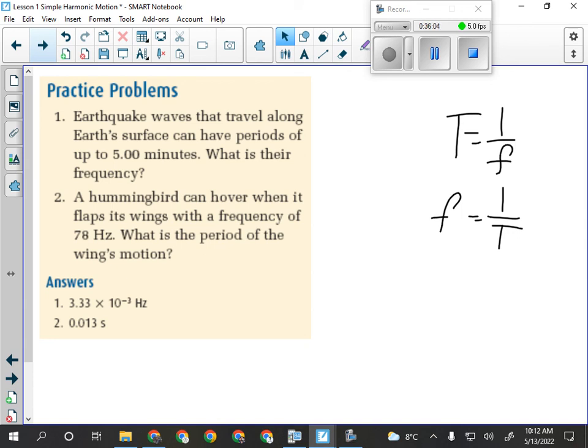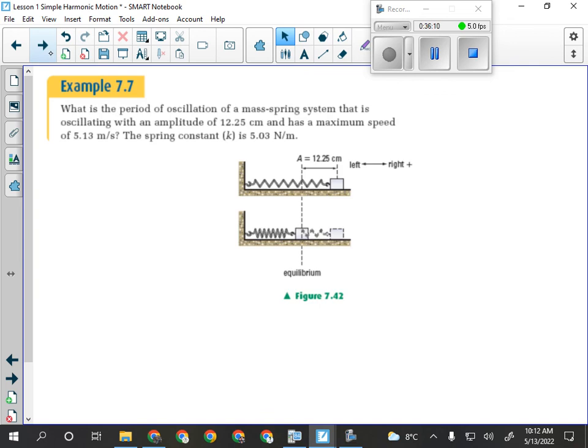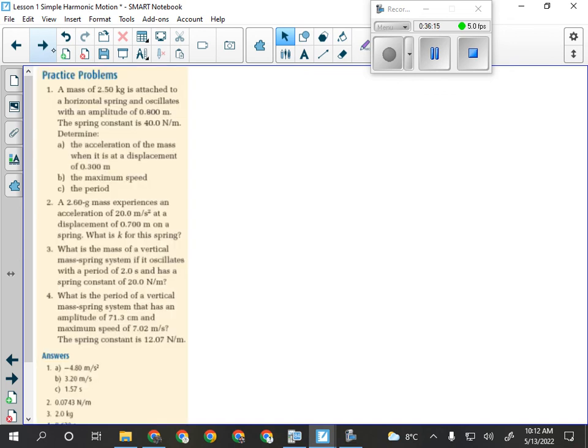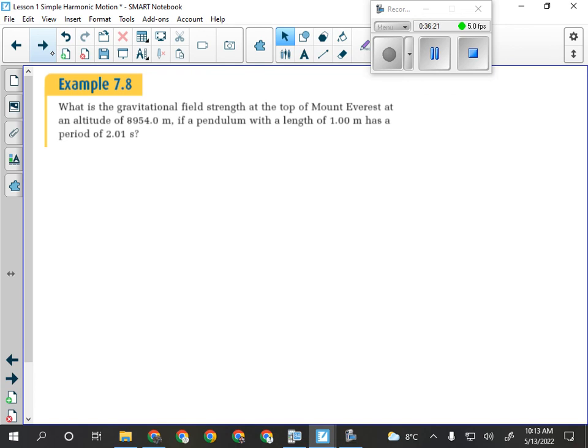Okay. Everybody all right with those two? T equals 1 over f, f equals 1 over T. Nope, we can't do that because we haven't talked about Hooke's law yet. Okay, that one you can do.